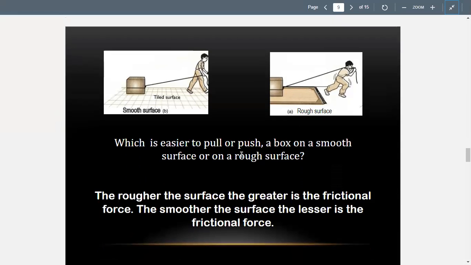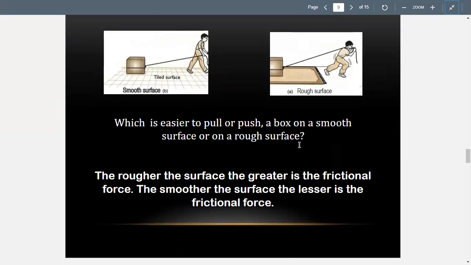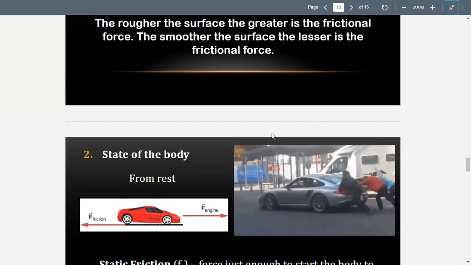Which is easier to pull? Pulling is when you use a cable, just like tension. When you push, then you apply a compressive force probably. Which is easier to push or pull, a box on a smooth surface or the one on a rough surface? Obviously, the one on the rough surface will offer greater frictional force. The smoother one will offer less.